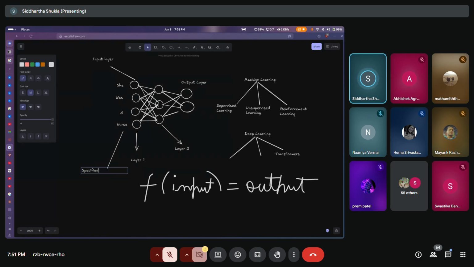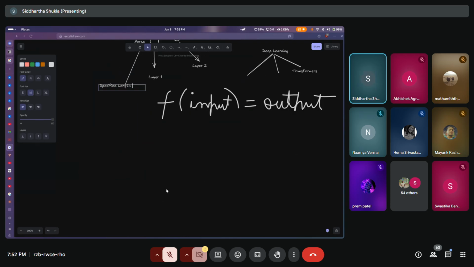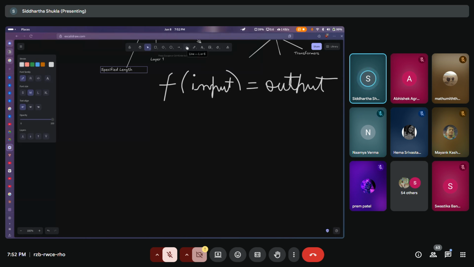When we have a specified length for the input, right. Now, to deal with these limitations, what we discovered were recurrent neural networks. So what do recurrent neural networks do?